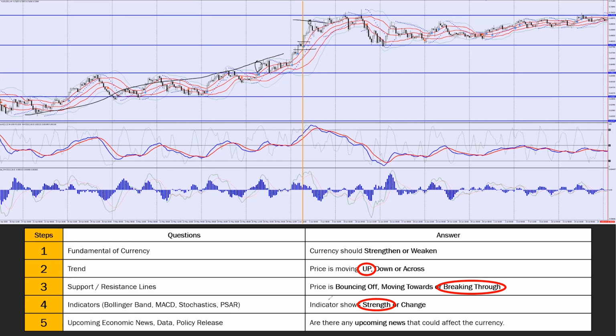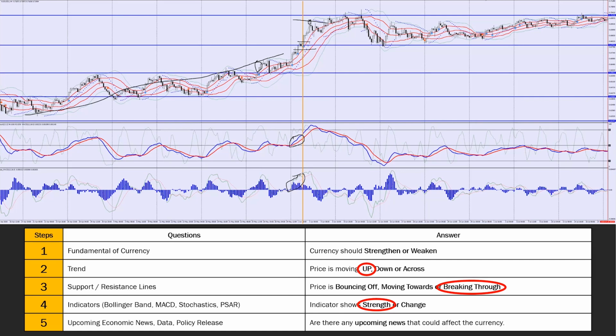That's Bollinger Band, your MACD, you would have seen that it looks very nice, good strong triangle upwards. Here, good strong triangle upwards again. So you see that by putting everything together, these 5 steps, fundamentals, looking at the broad picture, putting that pyramid into place, we know that Aussie should be strengthening against the US dollar.